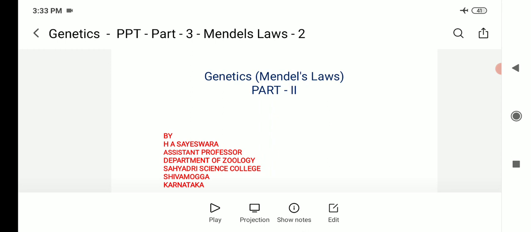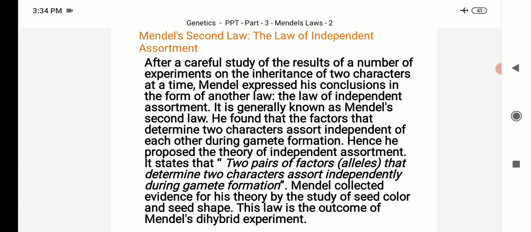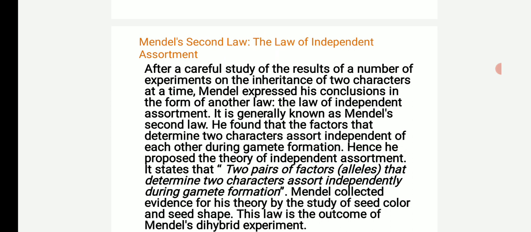Good morning, students. Today, let us learn about the law of independent assortment or Mendel's second law, dihybrid test cross, and incomplete dominance. First, Mendel's second law.